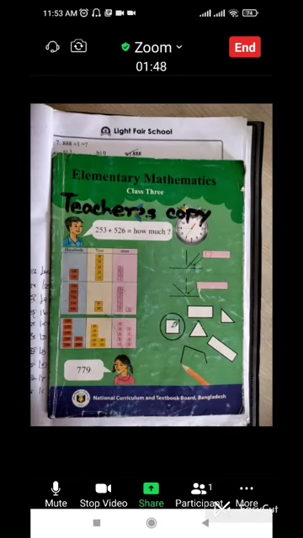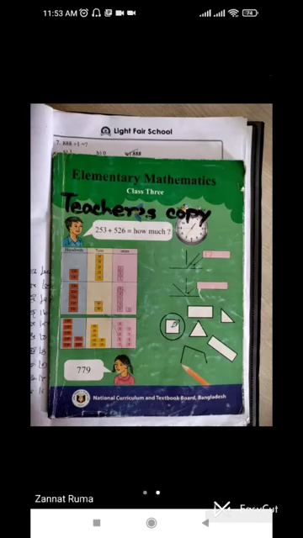Okay, students, that's all for today. This creative question and put tick mark, you will do it at your home, and it will also be your homework.